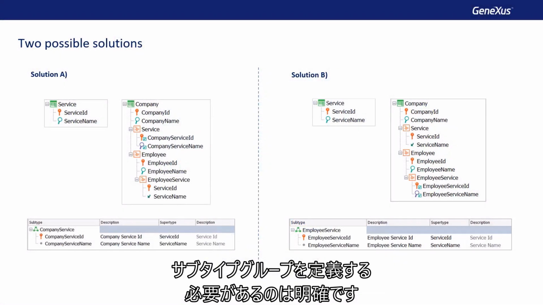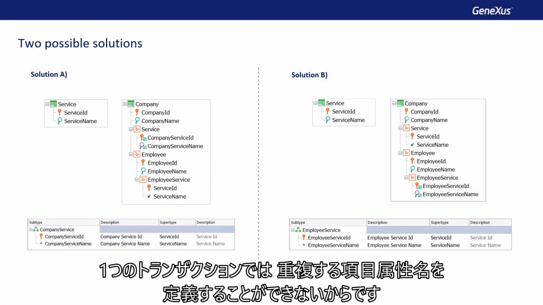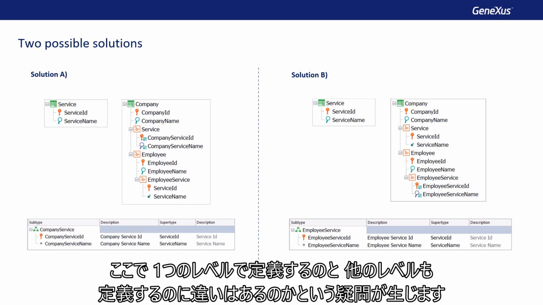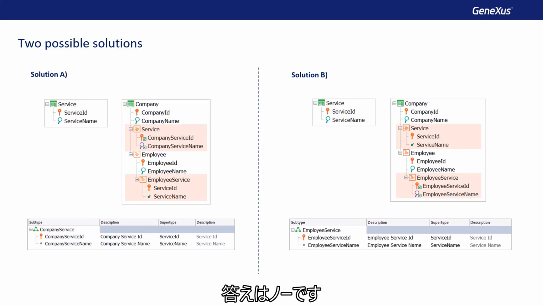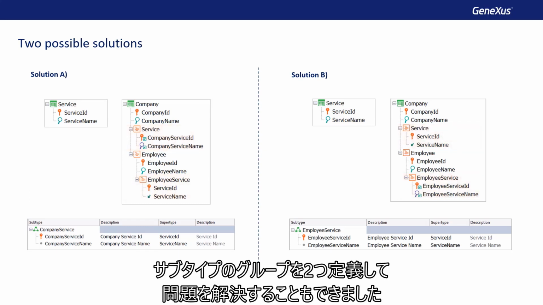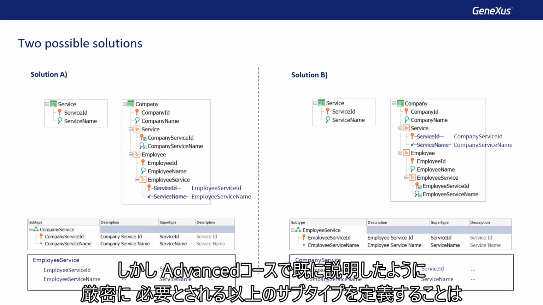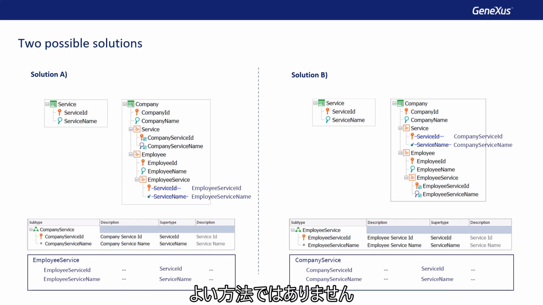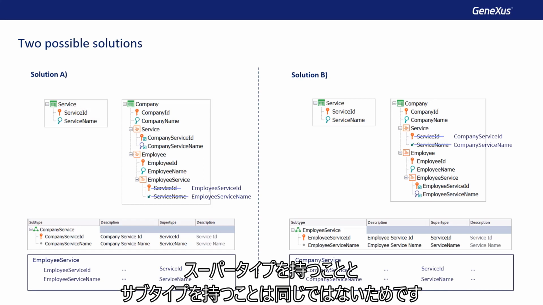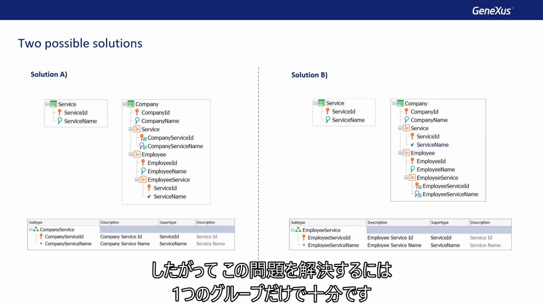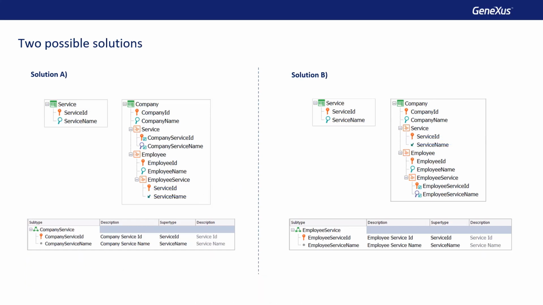Clearly, we need to define a group of subtypes because in the same transaction, GeneXus will not allow us to repeat the same attribute name. So the question that arises is, does it make any difference whether you define it on one level or the other? The answer is no. We could define two groups of subtypes and solve the problem, but as we've already seen in previous videos, it's not good practice to define more subtypes than strictly necessary. This is because it's never exactly the same to have the subtype than having the supertype, as will be made clear with this example. Therefore, to solve the problem, it's enough to have only one group.